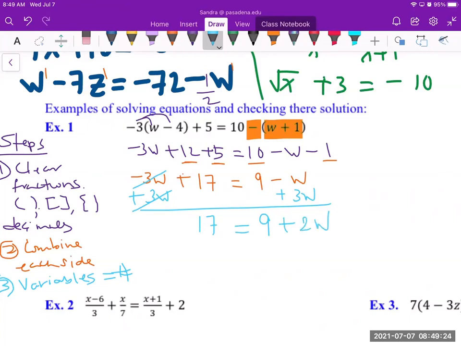Okay, wait a second. I'm going to repeat step 3 again because I have a 9. I'm going to subtract the 9, the opposite sign. So 17 minus 9, that will be what? 8. It's equal to, this cancels out, 2w.